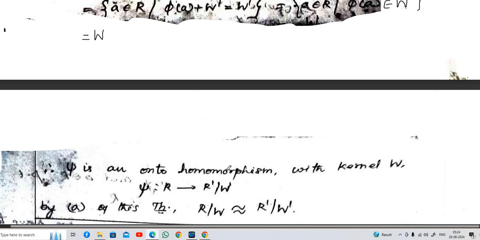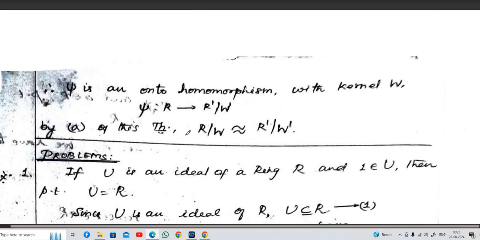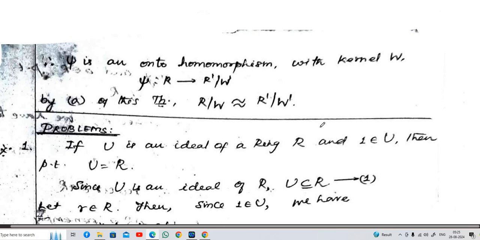Now, since psi is an onto homomorphism with kernel W from R to R prime mod W prime, by the first isomorphism theorem, R mod W should be isomorphic to R prime mod W prime. Now, in the next video, we will see the problems in this section 3.4. Thank you.